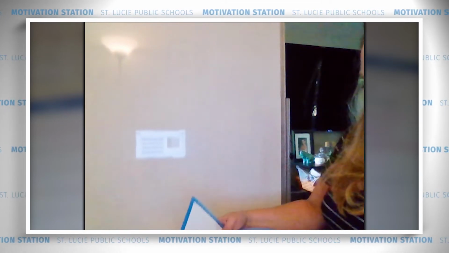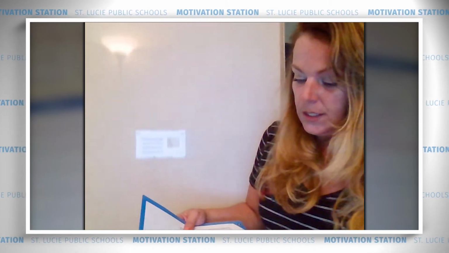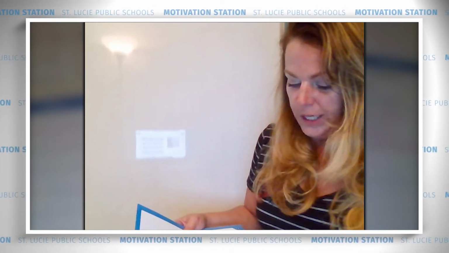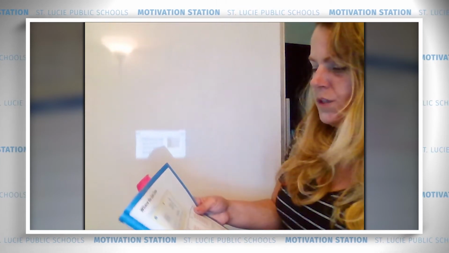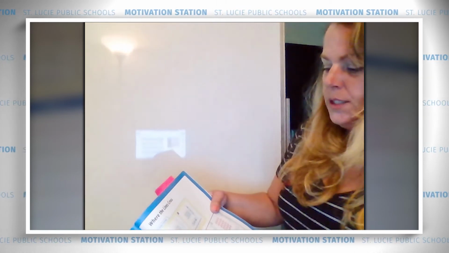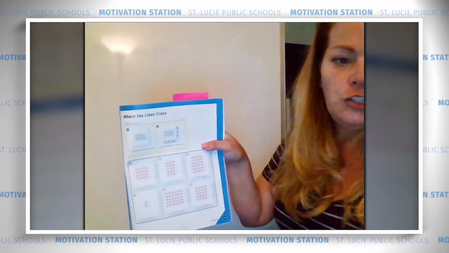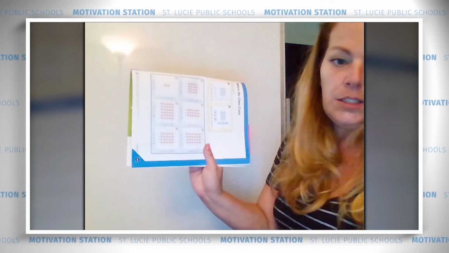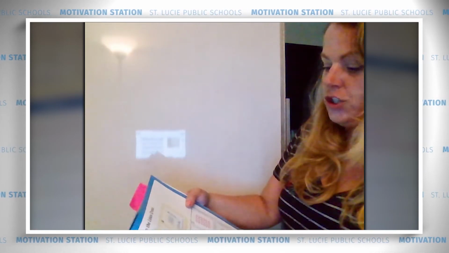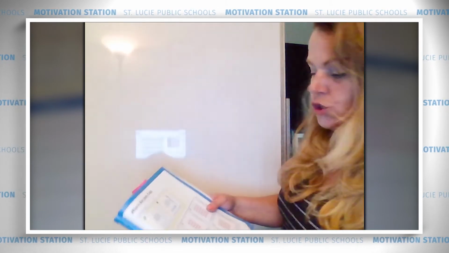All right, page 45, it says, circle where the lines cross, write the multiplication equations. Okay? So this one, notice, they want you to write it 2 different ways. They want you to kind of turn your page. So this way I'm looking at the rows, and then I'm going to turn it and look at the other equation that I could write. Okay? So let's start with number 1.